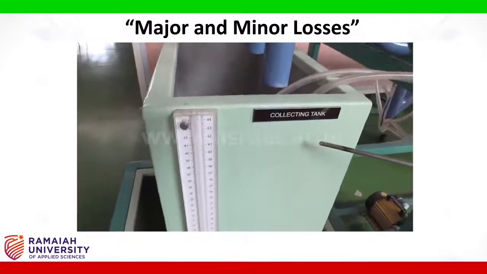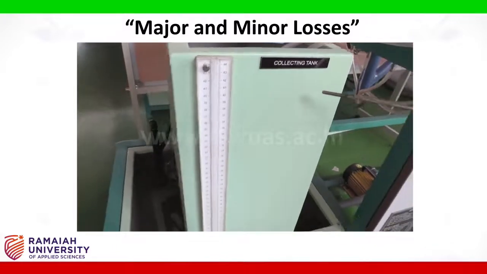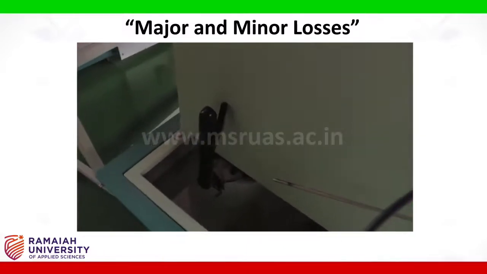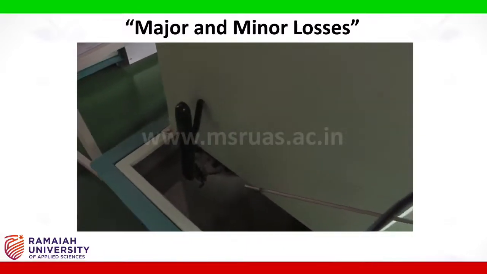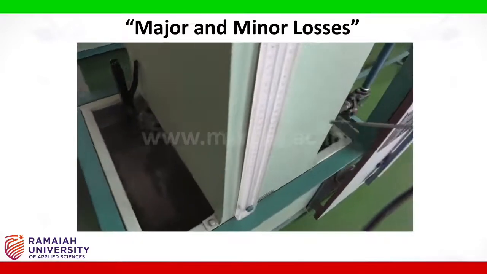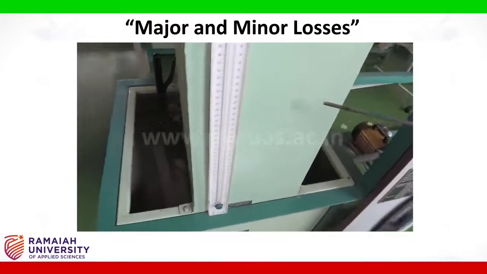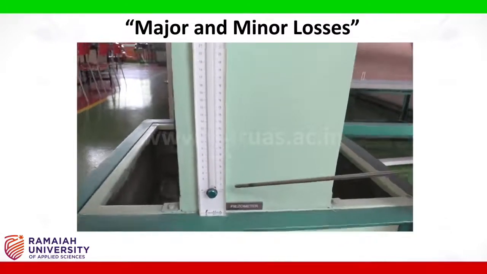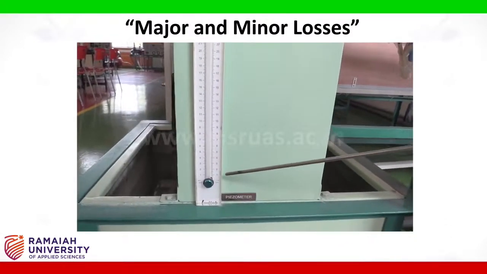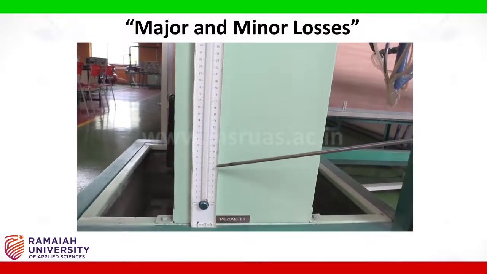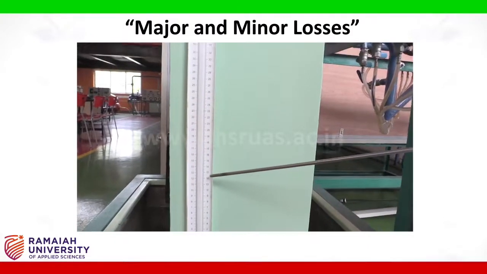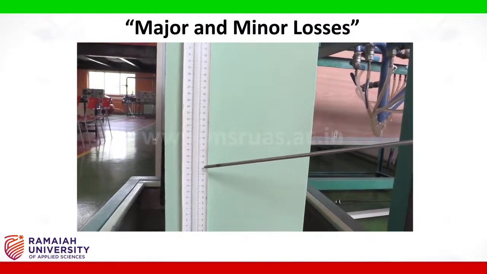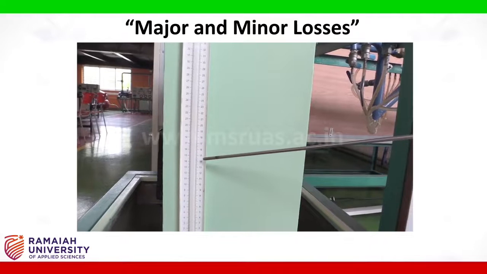Here we have a butterfly valve, which can be either opened or closed. Whenever we need to calculate the discharge across the pipe, we close the butterfly valve and we have a piezometer which will indicate the height of the water collected in the collecting tank. Thereby, we can calculate the actual discharge of the water flowing through the pipe.